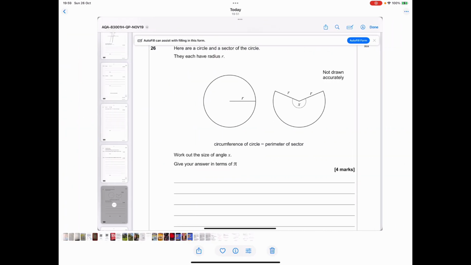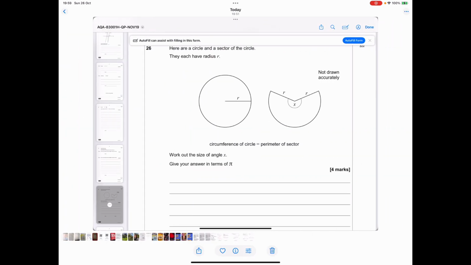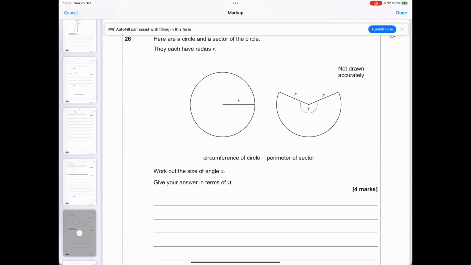Now, the last question we're going to do in this little section is this one. So we are going to do question 26, and this says there's a circle and the sector of a circle, and the circumference of this circle equals the perimeter of that sector. It presumably has the same radius, so work out the size of the angle and give your answer in terms of pi. Now, the issue is that you haven't got a calculator, so fortunately it's in terms of pi.